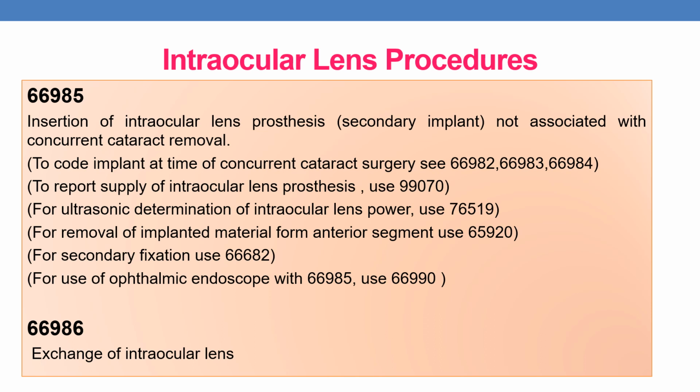And for ultrasonic determination of intraocular lens power, the CPT is 76519. And for removal of implanted material from anterior segment, you need to use 65920. And for secondary fixation, you need to use 66682. And for use of ophthalmic endoscope with 66985, use 66990. The next CPT is 66986. It deals with exchange of intraocular lens.